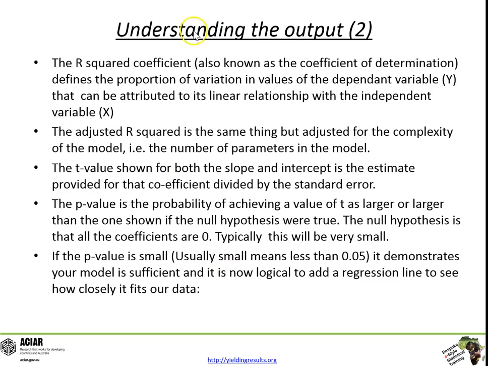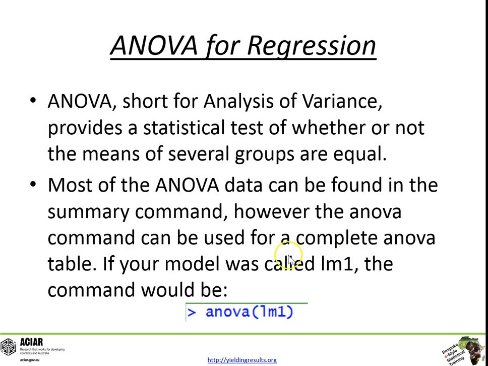So here, you can look at this in your own time. It gives you the adjusted R-squared. This is more useful when you use more complex models. We're not going to look at that today. The t-value is shown for both the slope and intercept, and the p-value gives the probability of achieving a value of t under the null hypothesis that the coefficients are 0. And then we look at the p-value and say it's significant if it's less than 0.05.